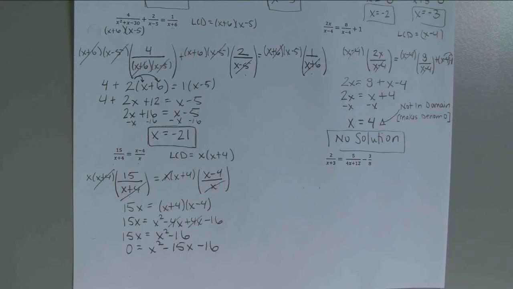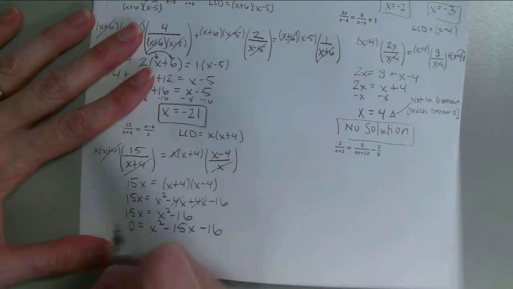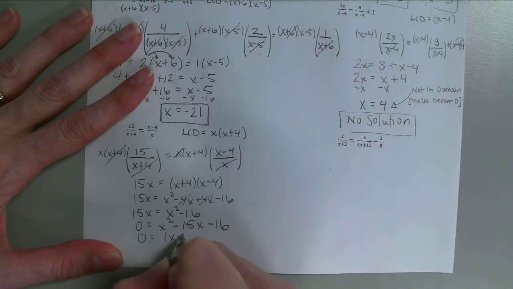So how would we go about solving that? We would have to use the AC method. So again, some wand waving. What are factors of negative 16 that add up to negative 15? Negative 16, positive 1. Rewrite your middle terms, factor by grouping. This factors to x minus 16, x plus 1.